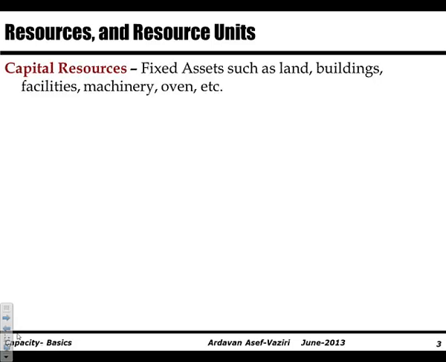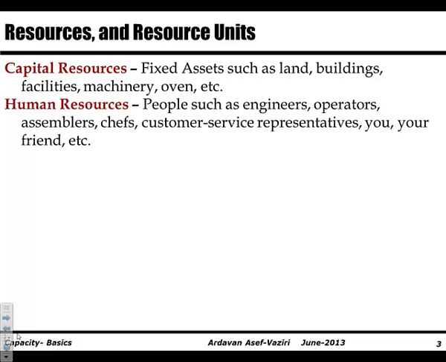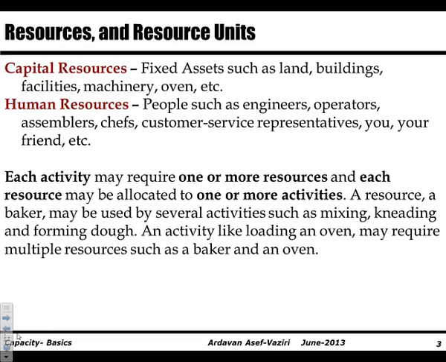In this example, we saw capital resources. Oven is a capital resource. Fixed assets such as land, building, facility, machinery are capital resources. We also saw human resources. You and your friend are human resources. People such as engineers, operators, assembly line employees, chefs, customer service representatives are examples of human resources. So we saw activities or operations and resources.